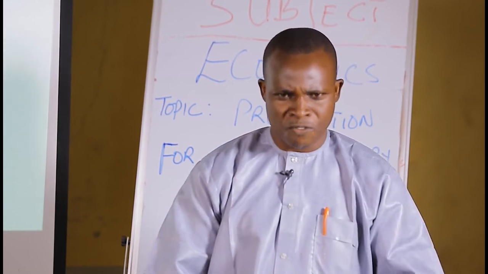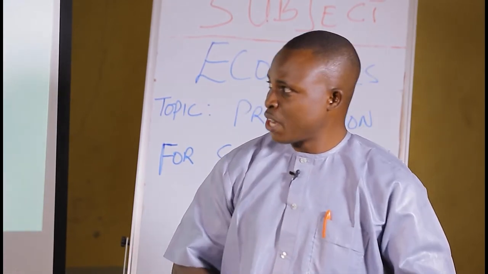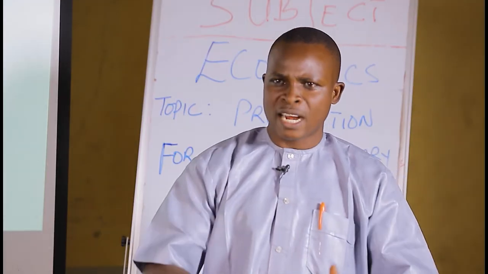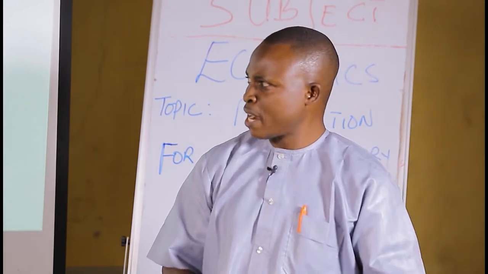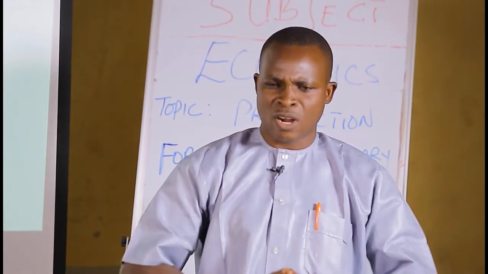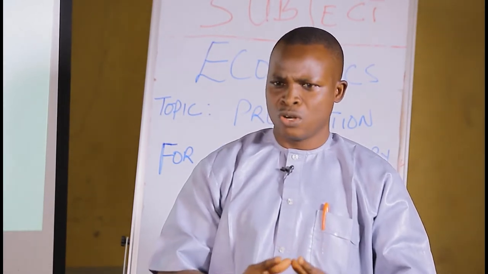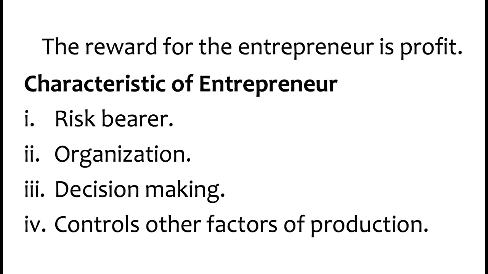If there is any profit, you enjoy the profit. So an entrepreneur is a risk bearer. Number two, organization. As an entrepreneur, he organizes the business in such a way that he or she will be able to maximize profit. If there is good organization in any business venture, the result will show there will be a positive result. Number three, decision making.